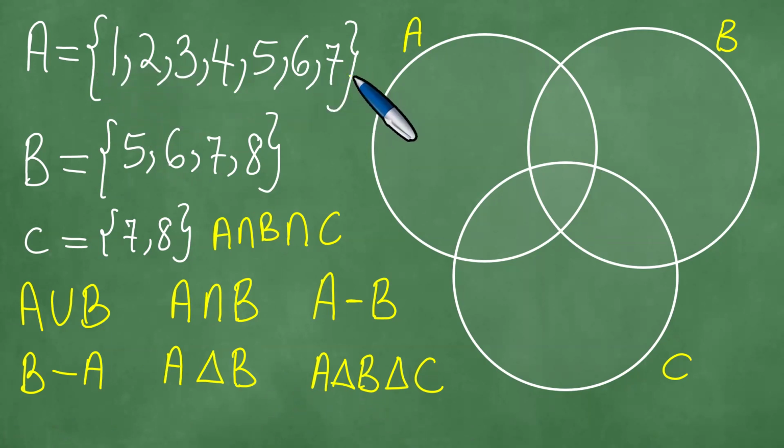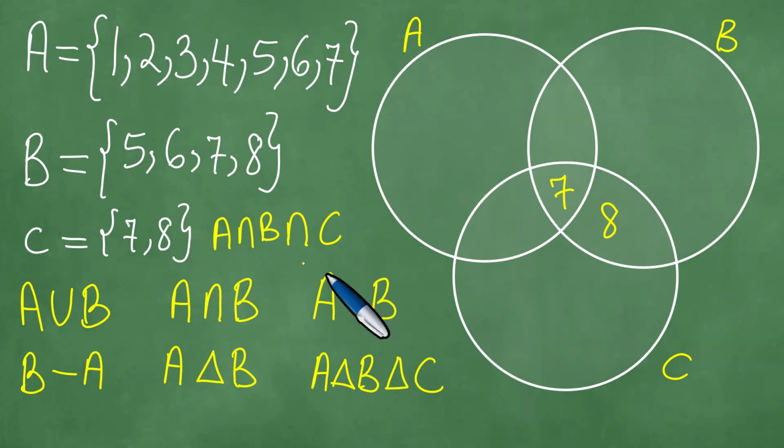Okay, but we need to first look also at the intersection. For example, C consists of the elements 7 and 8, but the elements 7 and 8 are also in B. 7 and 8 are also in B, but 7 and 8 are also in C. So they're in the intersection of A, B, and C, right?